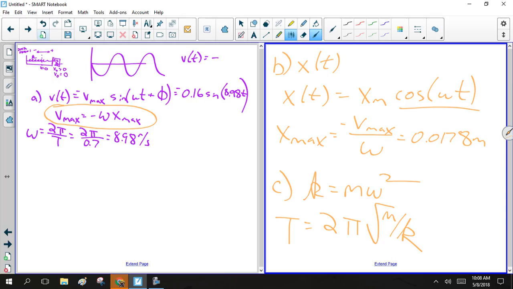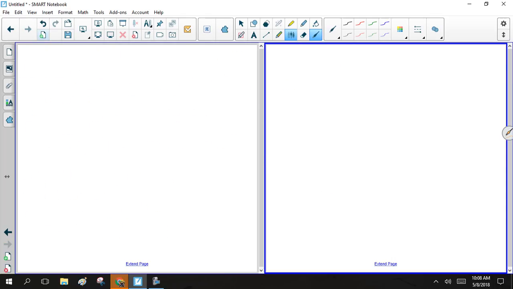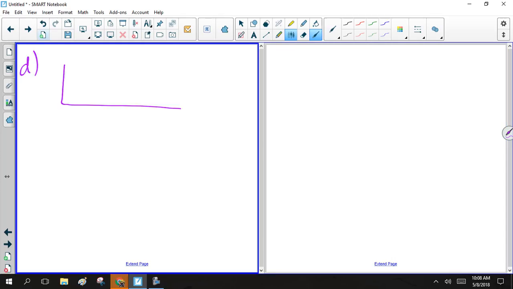Okay, experiment number 2. The block in the spring arrangement is now placed on a rough surface, as shown below. The block is displaced so that the spring is compressed a distance d and released from rest. I don't know why they switched it up there. That seems really arbitrary. But here is our new drawing for parts D through E. All right, and it's released from rest.